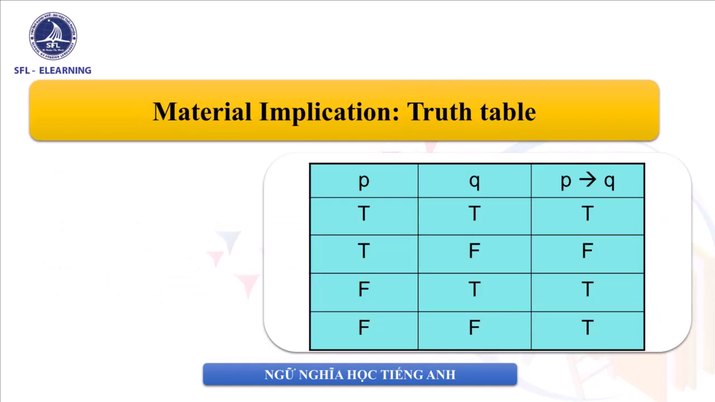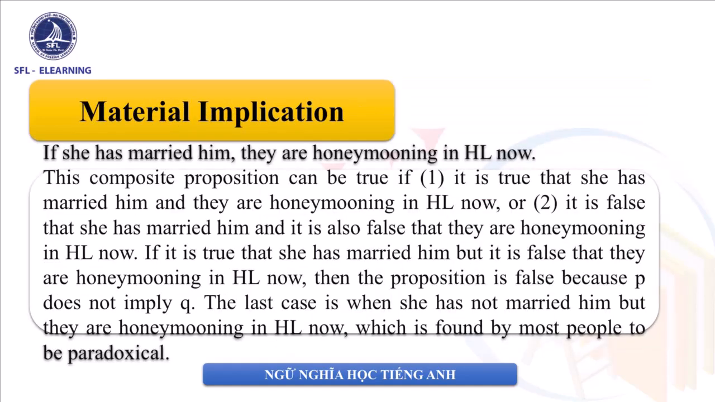And here comes the truth table for this function. Look at the composite sentence. This composite proposition can be true if 1. It is true that she has married him and they are honeymooning in HL now.